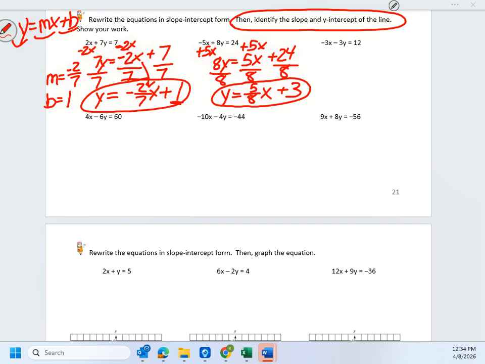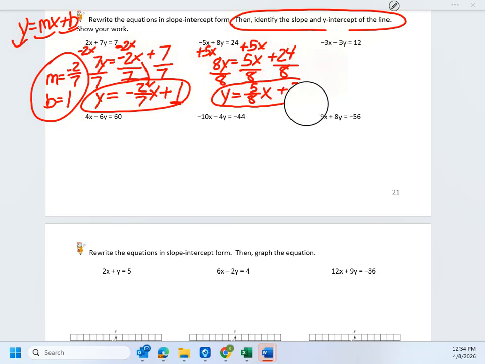So let's look at our next one. In the middle, what's my slope, Ellie? 5/8. And what's my b, Ellie? 3. So make sure you're also putting the slope and the y-intercept. Okay? So it's not just slope-intercept form. Put your slope and your y-intercept. Let's look at our next one.